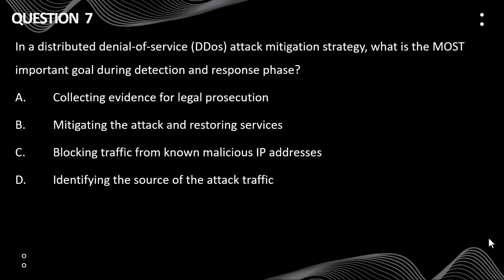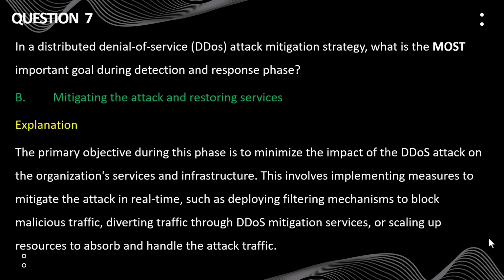The answer here is option B, and I'll do a quick explanation. The question says, what is the most important goal? So in this case, it will be to mitigate the attack and then restore services. The primary objective of this phase is to minimize the impact of the attack on the organization's services and infrastructure. And this involves implementing measures to mitigate the attack in real time, like deploying filtering mechanisms to block malicious traffic, diverting traffic through DDoS mitigation services, or even scaling up resources to absorb and handle the attack traffic.